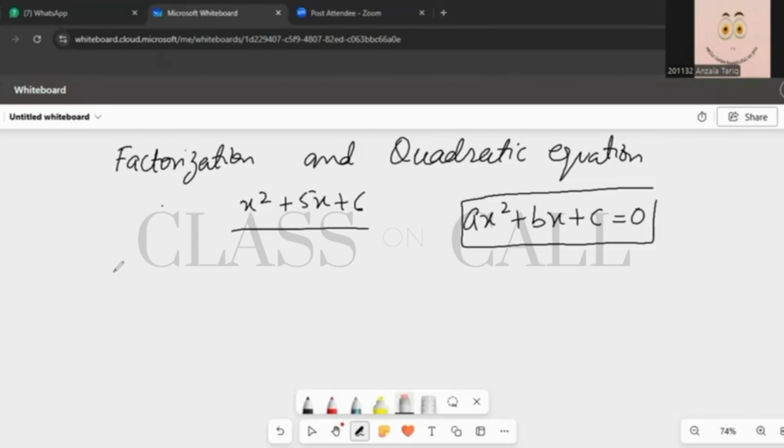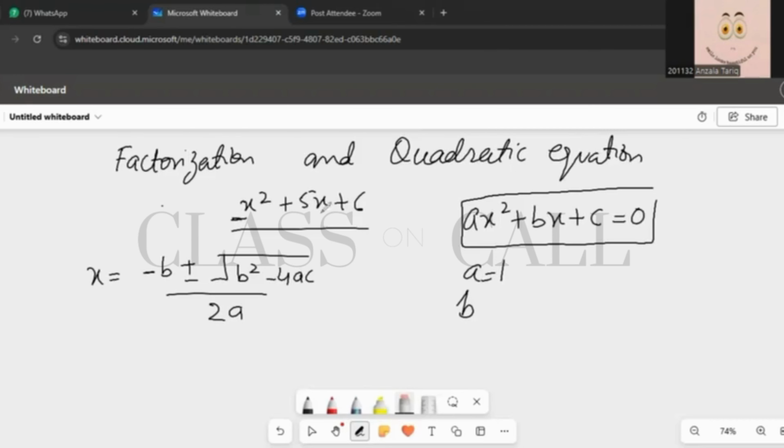And what is the formula? The quadratic formula is x is equal to minus b plus minus under root b squared minus 4ac, divided by 2a. By using this formula, we can solve any quadratic equation. First we see if the equation is quadratic or not. This equation is definitely quadratic because the highest power is 2. So let's take out the values of a, b, and c. a is 1, b is plus 5 and c is 6.